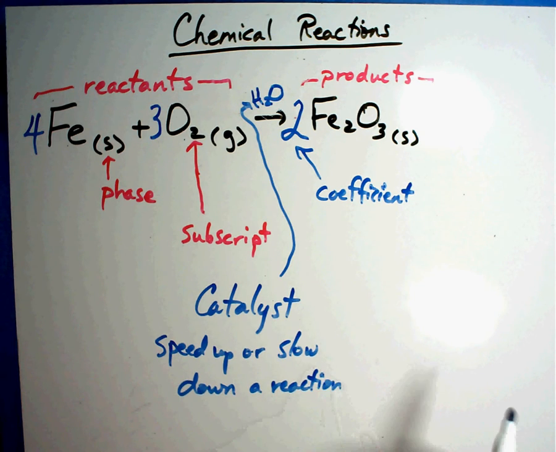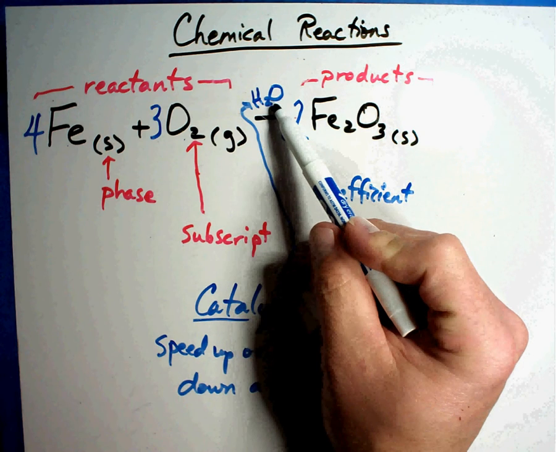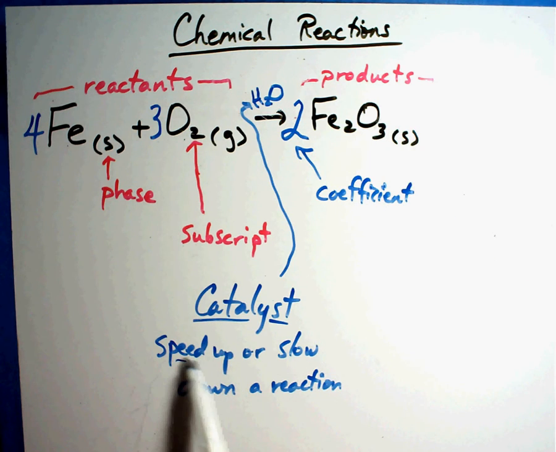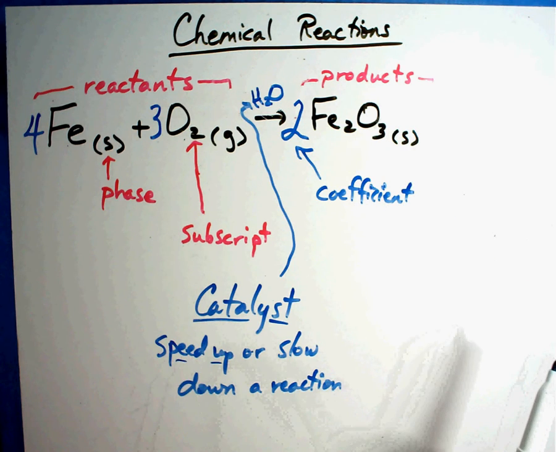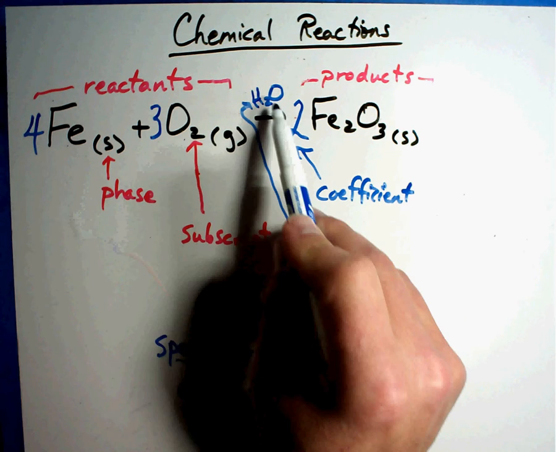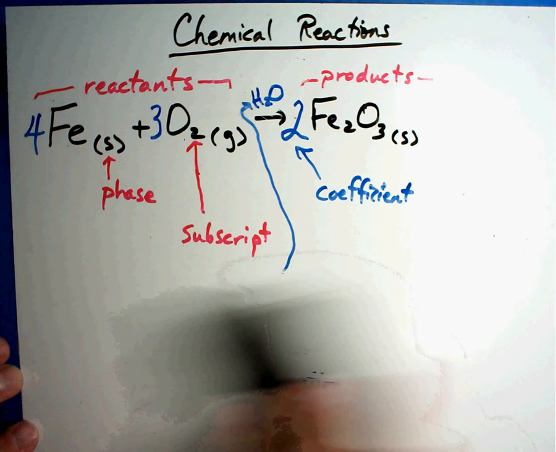See if this makes sense. If I want to keep my car from rusting so fast, then I need to keep it dry, because when there's water around, it makes it rust faster. So it speeds up the reaction. It's called a catalyst. Now, anytime you see a reaction, if there's something written above it, then that is called a catalyst.